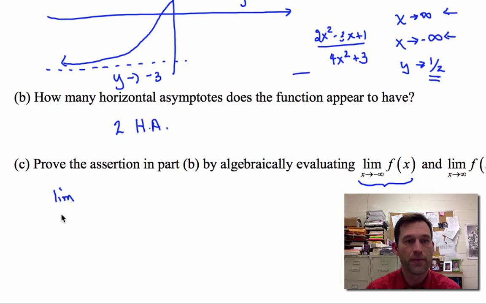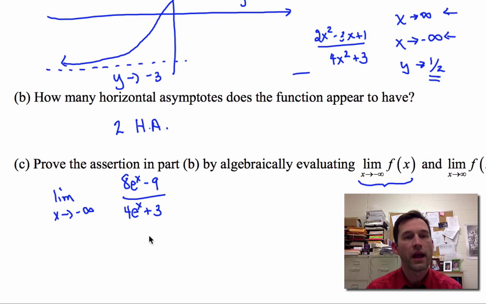Let's look at the limit as x goes to negative infinity of 8e to the x minus 9 divided by 4e to the x plus 3. Here's why I consider this to be the easier limit. Again, think about what's changing and what's staying the same. The negative 9 is staying the same, the 3 is staying the same, so are the 8 and the 4, but because they're attached to the e to the x, they're going to get involved in this calculation right away.